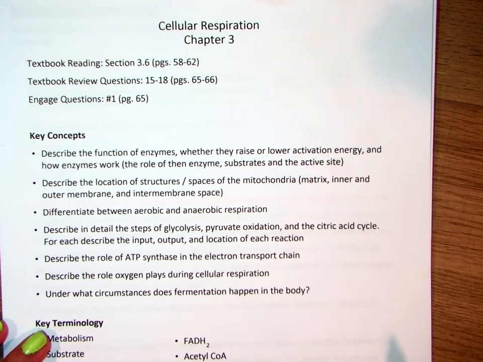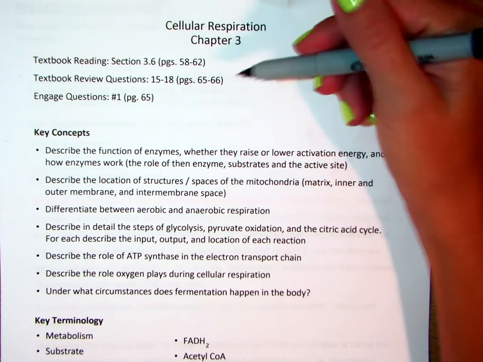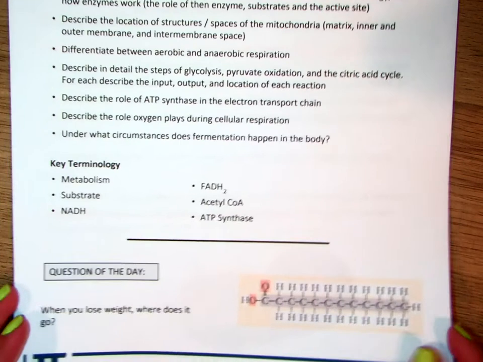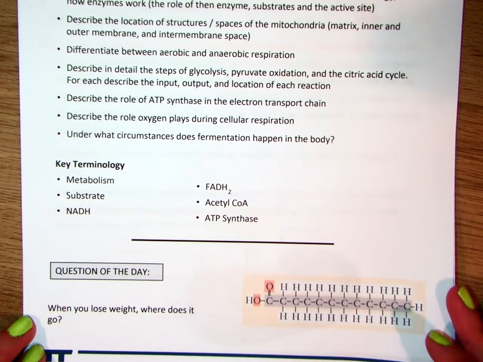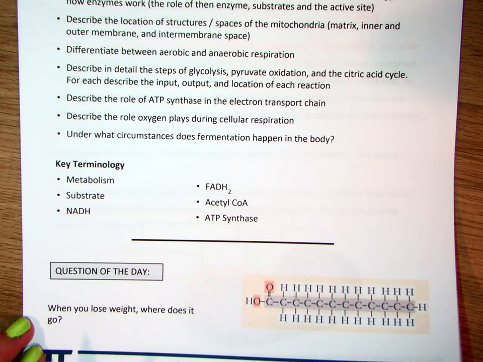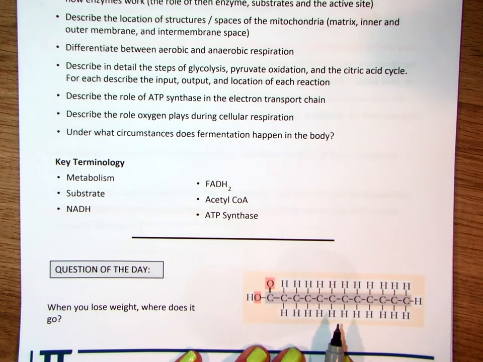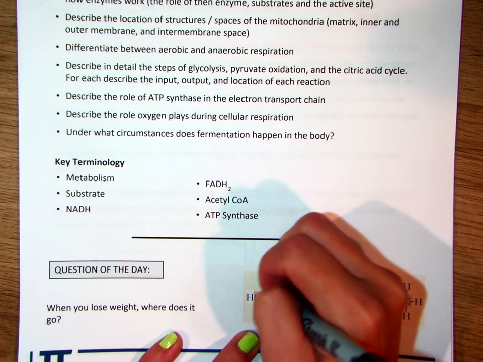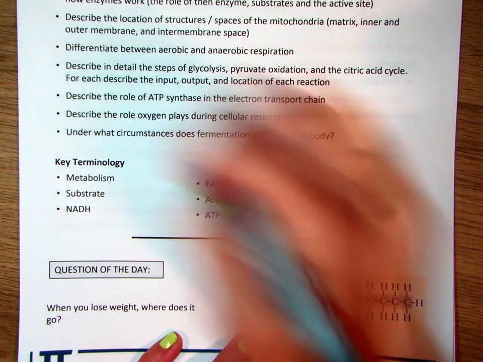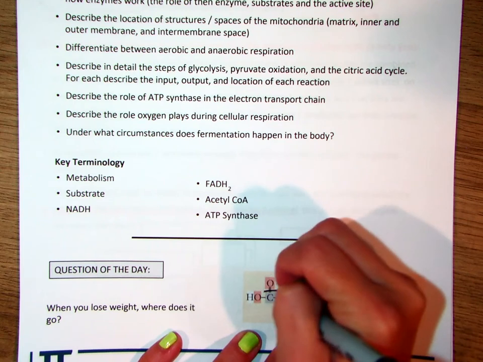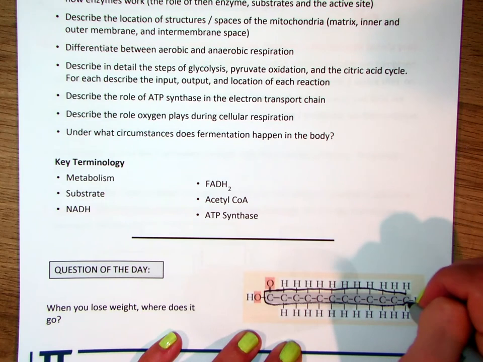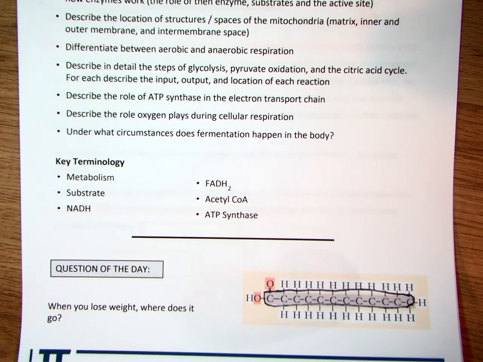And let's go. So, your textbook reading is here, review questions here, key concepts, key terminology as always. And then our question of the day: when you lose weight, where does it go? So here we have a molecule, and just by looking at it, we can see it's a hydrocarbon. Hydrogens, carbons. It's a fatty acid. And what we're going to do is this carbon backbone is going to be broken down. We'll come back to that.